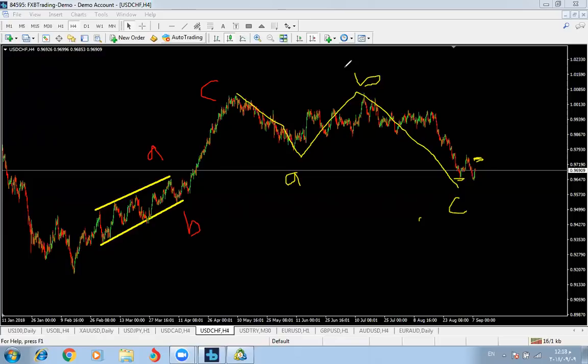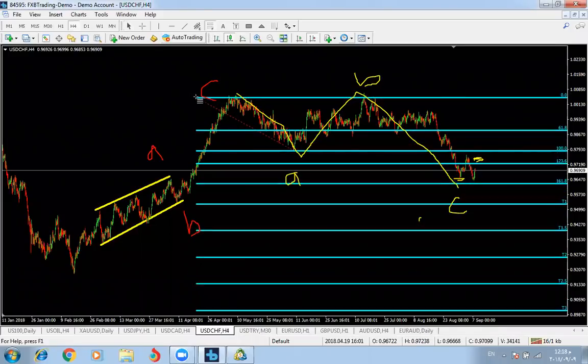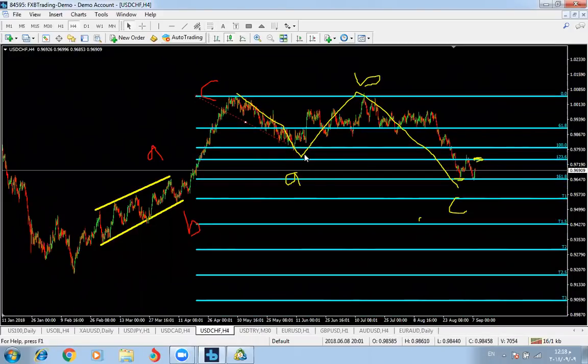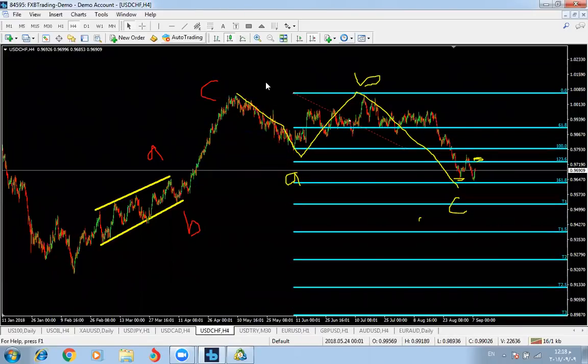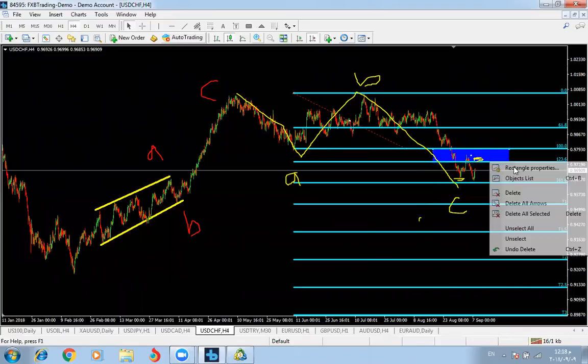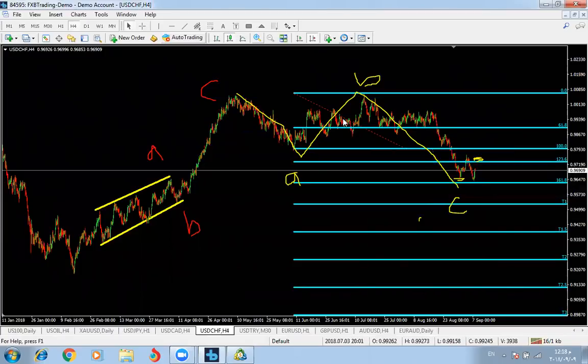Why? Because in a corrective structure, we have wave equality. If we measure wave A to wave C, we should see our blue box or reversal zone from this area. From this area. Let me correct the Fibonacci.